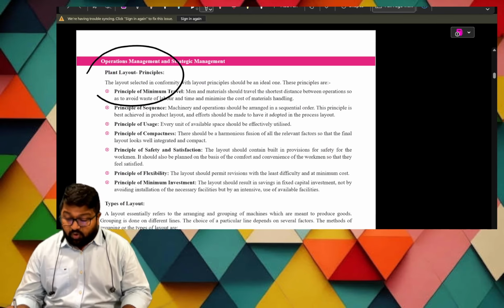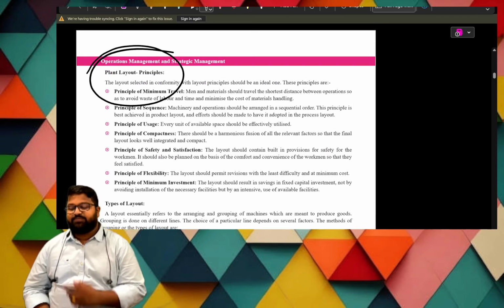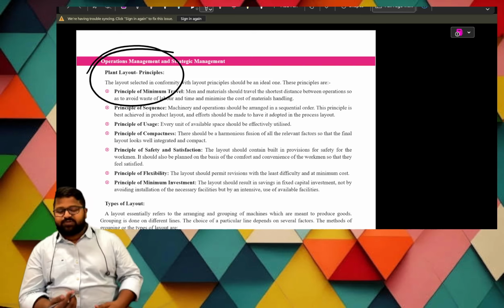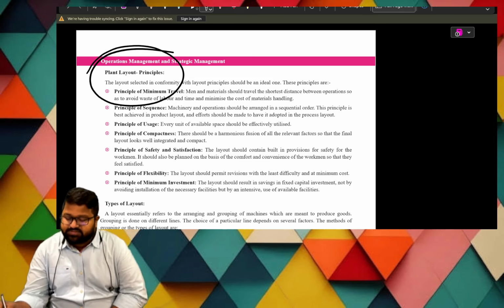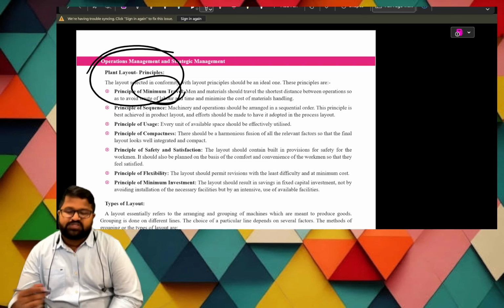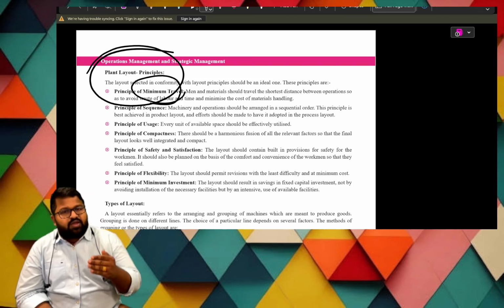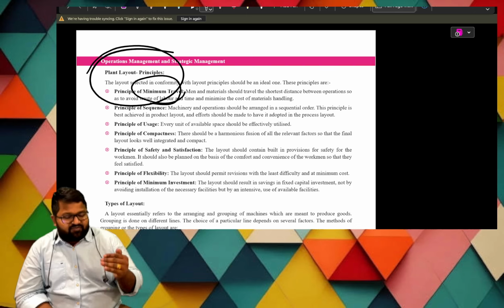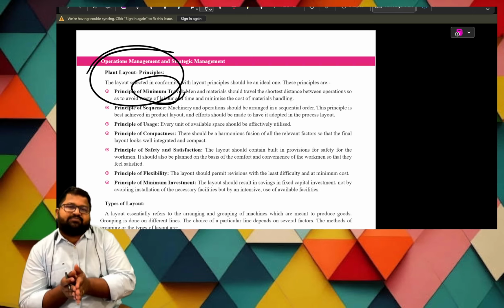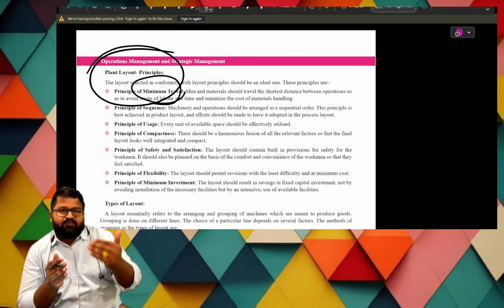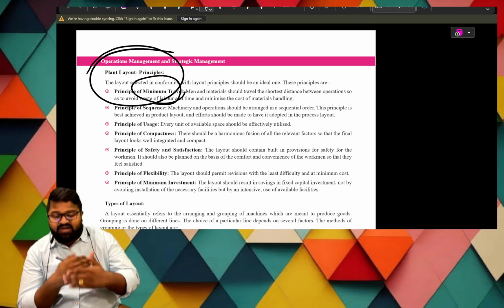And the most important question is principles of layout. How should the principle be, how should the layout be? This is minimum travel. What is this minimum travel, sir? When the men are traveling from one area to another area in a factory, there should be minimum travel. The worker is moving from one area to another area, so there should be minimum travel.